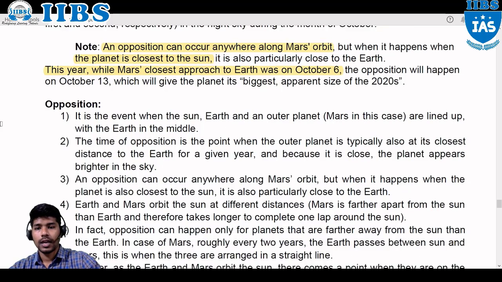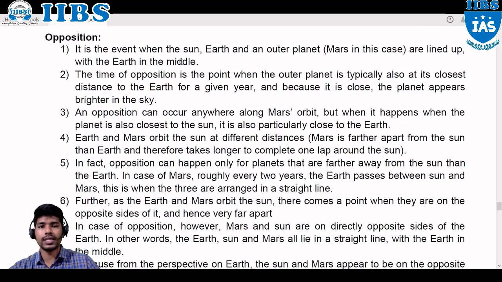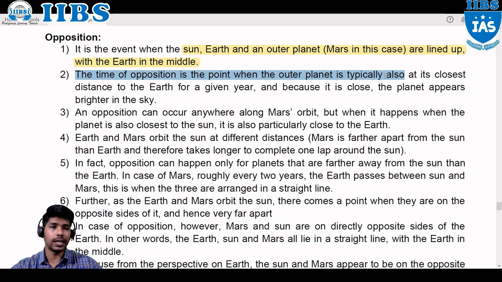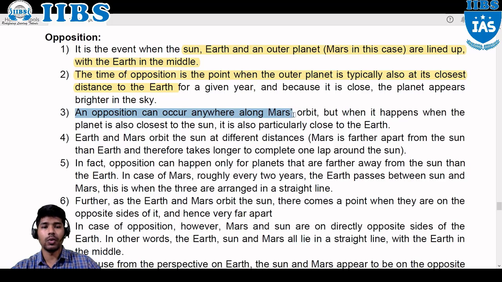Right? And what is opposition? It is an event when the Sun, Earth, and the outer planet, the Mars, are lined up with the Earth in the middle. So they are completely aligned in a single direction. The time of opposition is a point where the outer planet is typically also at its closest distance to the Earth for a given year. It becomes the closest, and because it is the closest, it becomes the brightest. An opposition can occur anywhere along the Mars orbit, but when it happens, the planet is the closest to the Sun and also particularly close to the Earth, right?